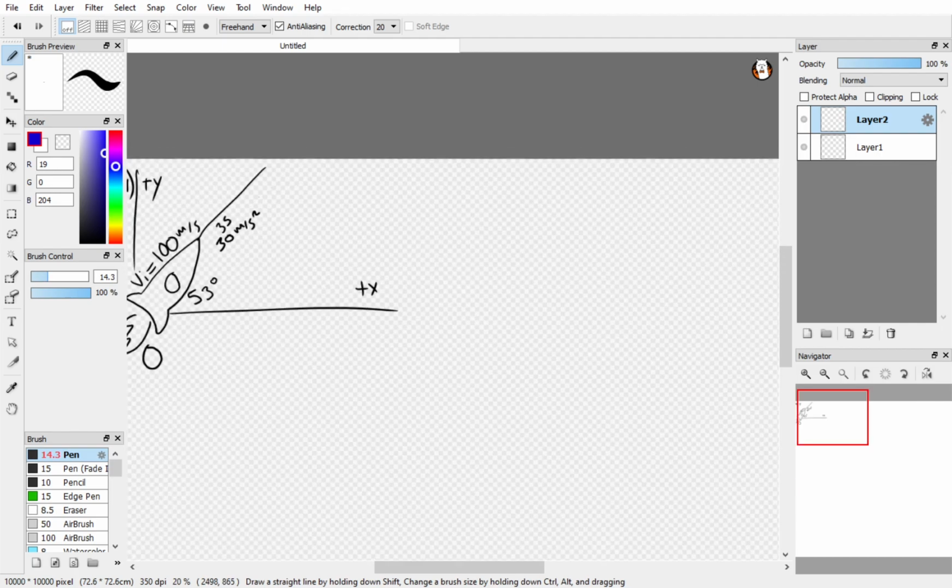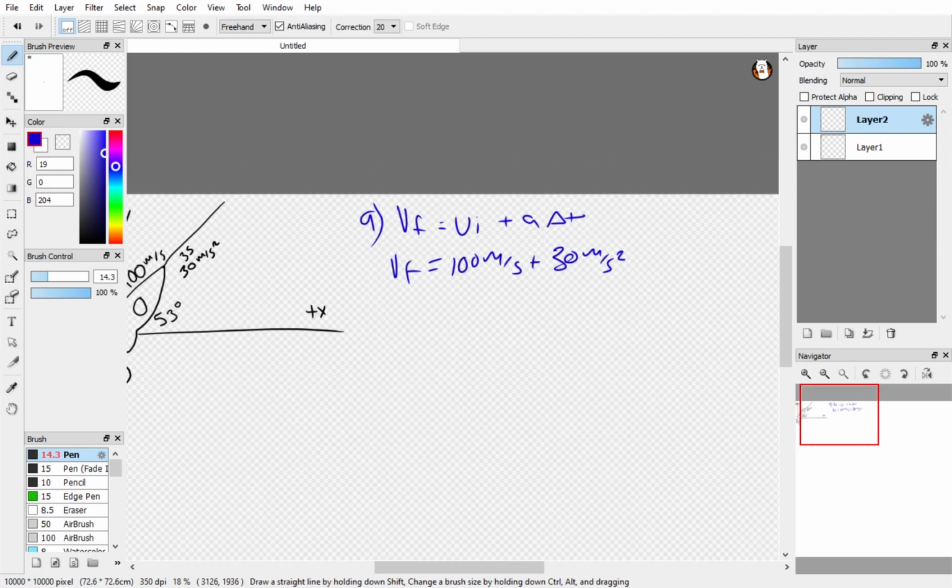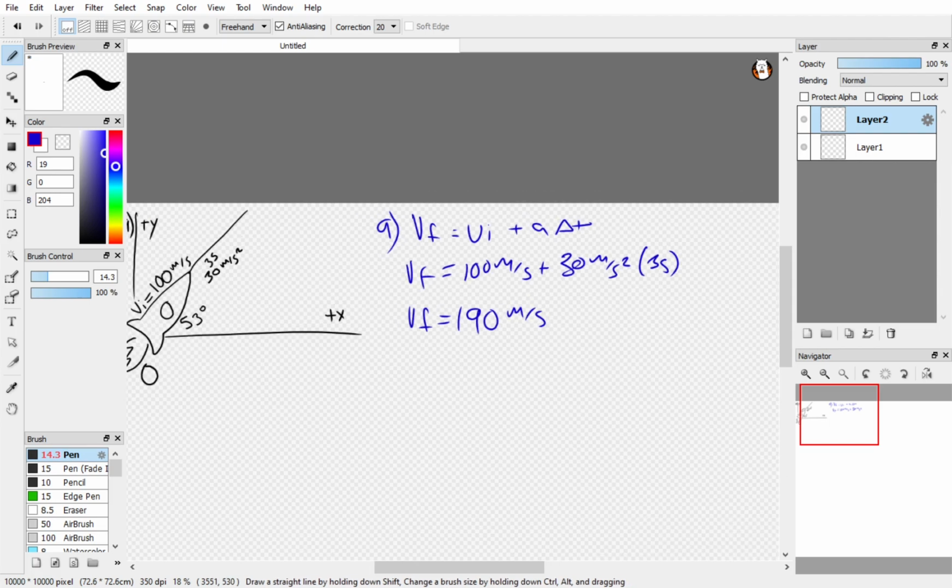So for part A, we're going to first be using velocity final equals velocity initial plus a delta t to find the final velocity of the initial line of motion. So we would plug in the appropriate values, and we get velocity final as 190 meters per second.